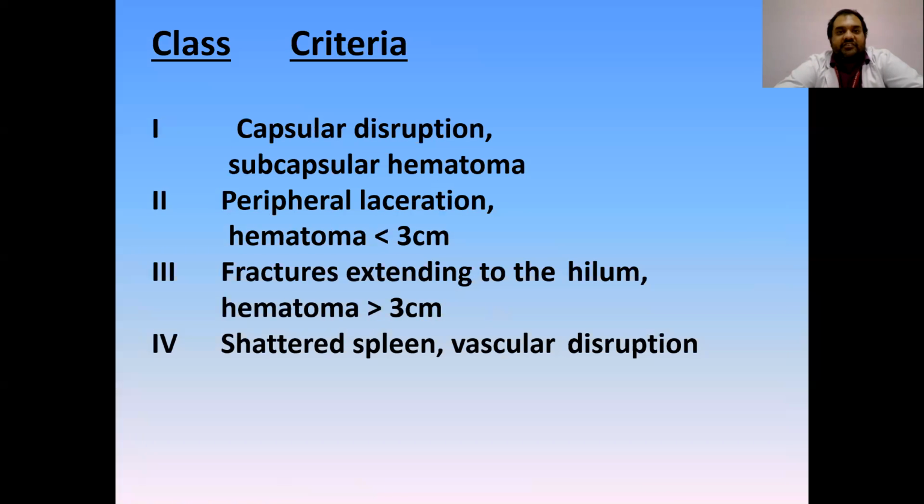There are 4 classes of splenic trauma. Class 1, the criteria is capsular disruption, subcapsular hematoma. Class 2, peripheral laceration, hematoma less than 3 cm. Class 3, fracture extending to the hilum, hematoma more than 3 cm. Class 4, shattered spleen and vascular disruption.